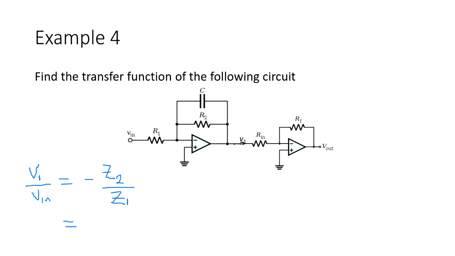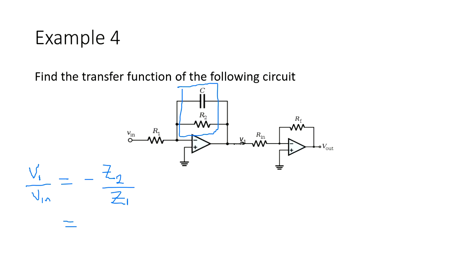Now for this system, what is Z2? Z2 is the impedance of this parallel circuit. So it is R2 times 1 over SC, over R2 plus 1 over SC.